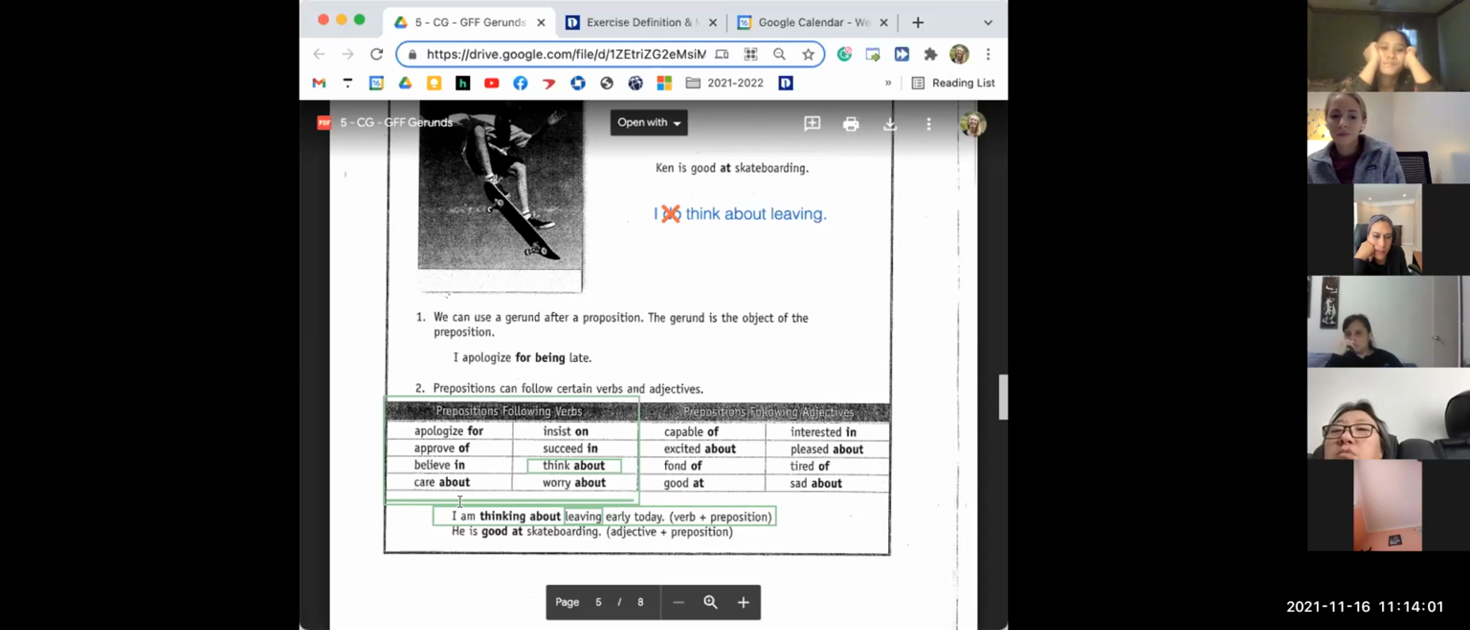I am thinking. When we see the verb with ing, we need to look for the be verb. And if we have this in this way, I am thinking, we know that this is the verb. Am thinking is the verb. And then the gerund after it is the object. So leaving after the about is a gerund. It's a gerund as the object of the preposition about. Okay, thank you so much.